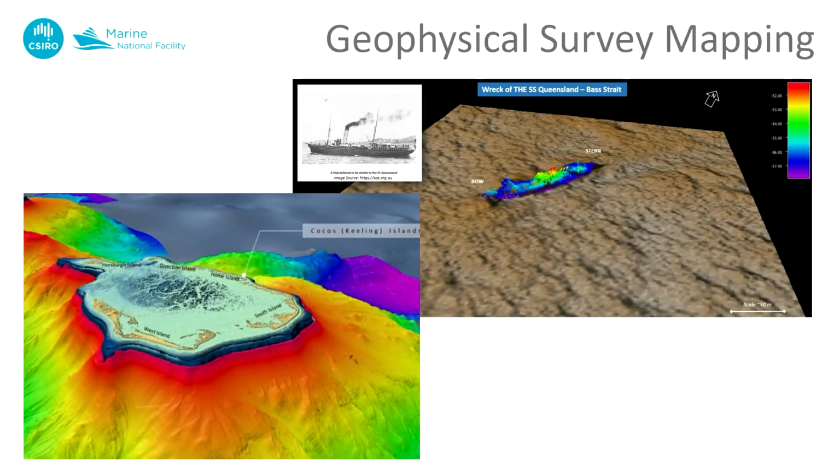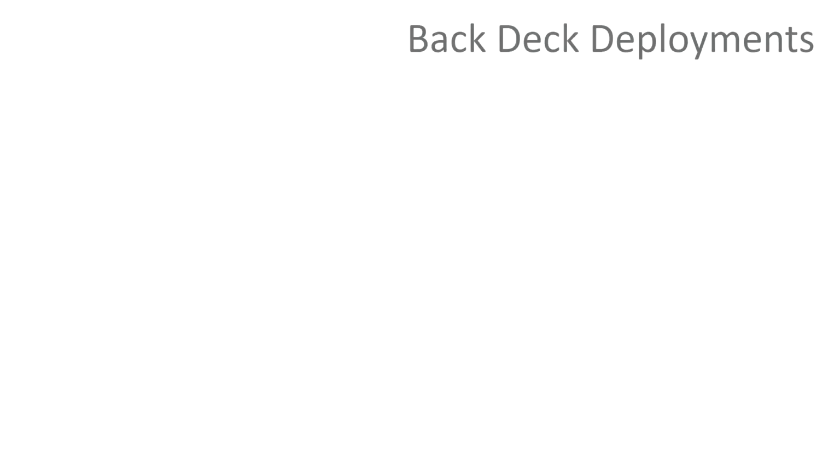Then we have the geophysical survey mapping. We have lots of sounders on board and some really cool stuff going on. Here we've got the Cocos Islands. We did some mapping of those, which the scientists love, and we also have a lot of shipwrecks come through that everyone seems to love. Everyone thinks they're pretty cool.